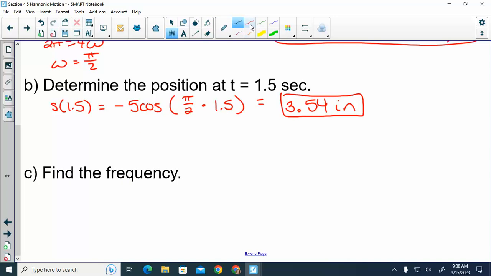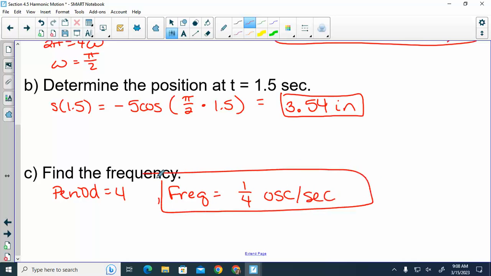Find the frequency. Frequency is the new thing. It's just the reciprocal of the period. So if my period was 4, that means my frequency would be 1/4. And that's oscillations per second. So we make 1/4 of a cycle every second. We're 1/4 of the way through. Any questions there?